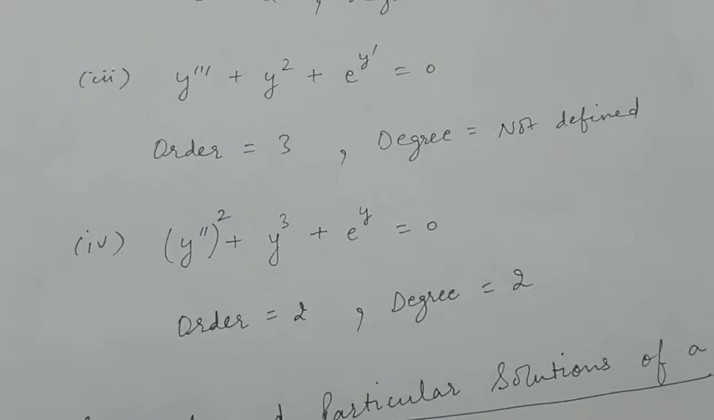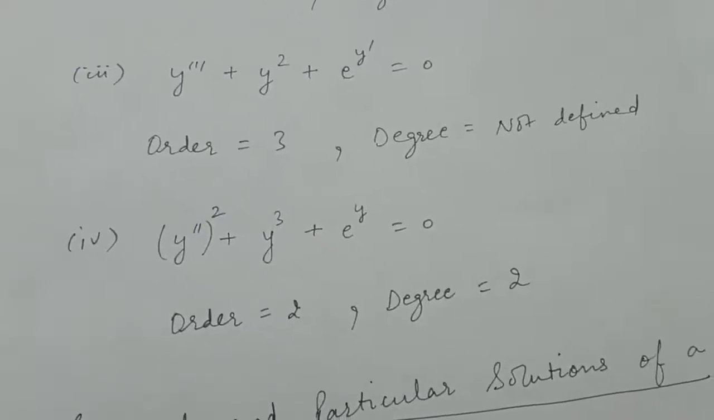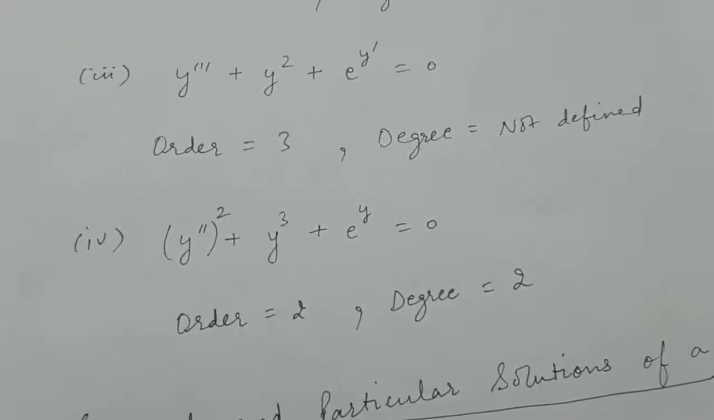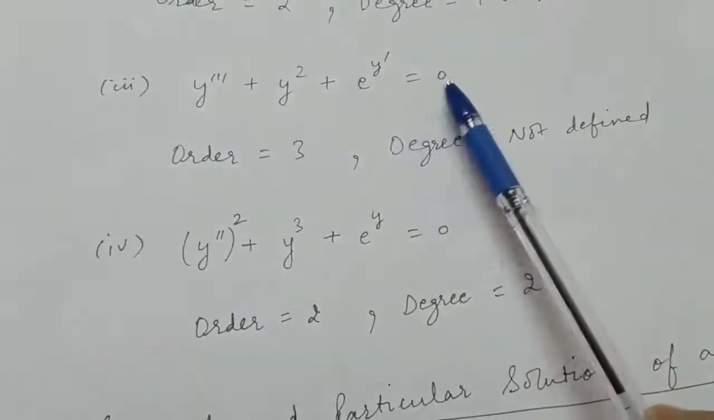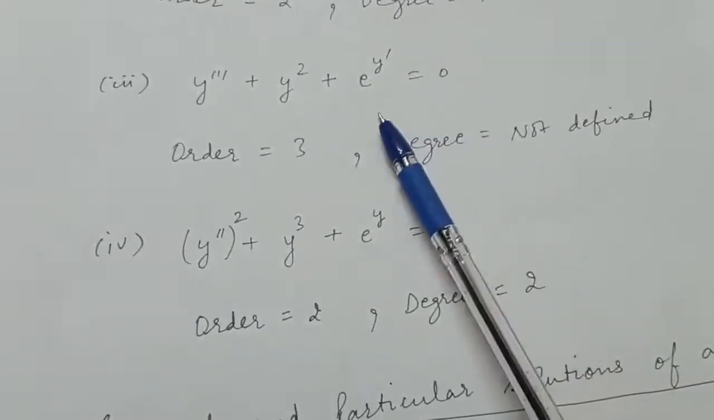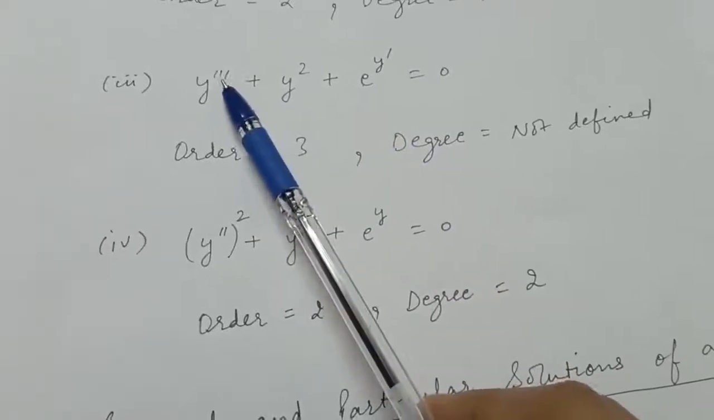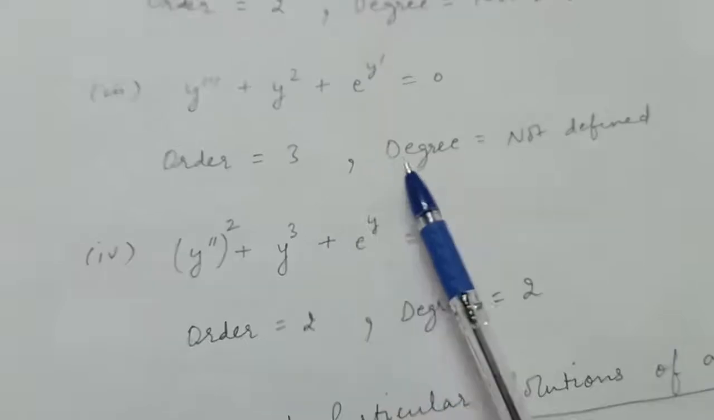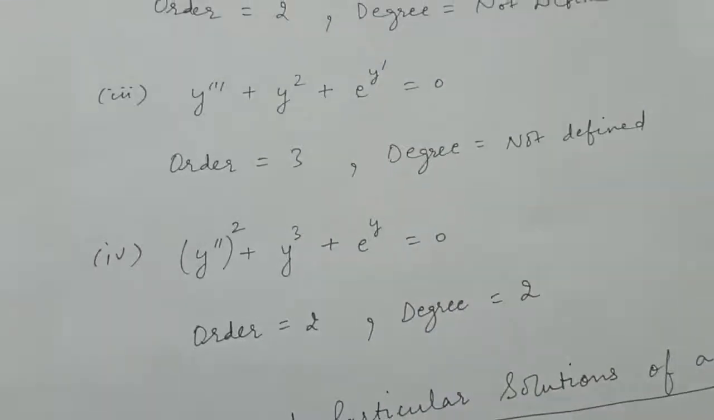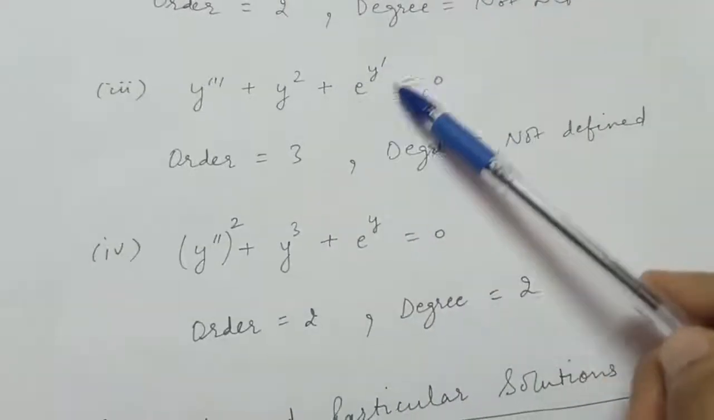Now the next is y triple dash plus y square plus e raised to the power y dash, first order derivative of y, equal to 0. Now order will be 3 as this is the highest order derivative present, and degree will not be defined because it includes this term e raised to the power y dash.